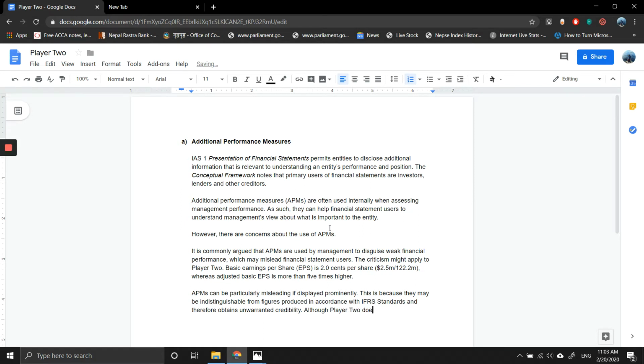Although Player 2 does not put this APM on the face of the primary statements, the ordering of disclosures in the notes is more important, and the disclosure may still mislead investors as to its nature.